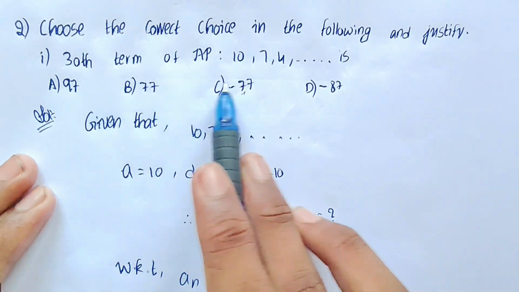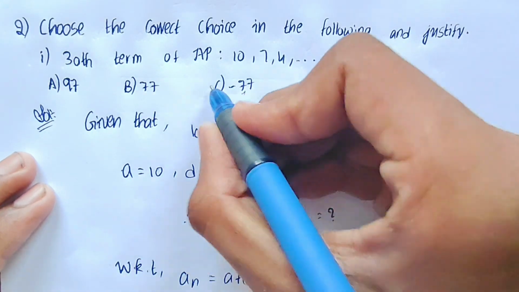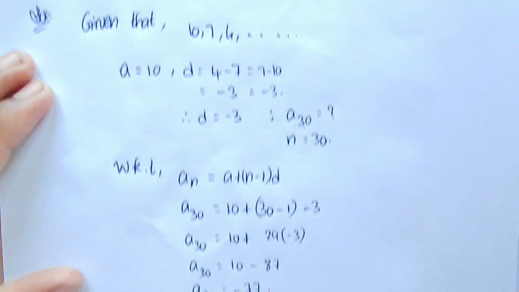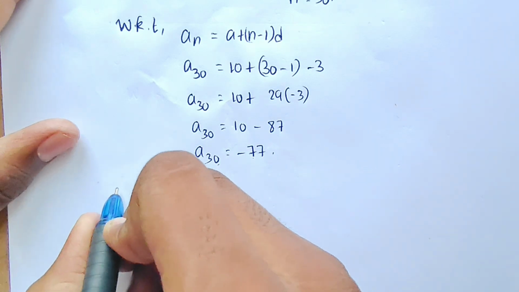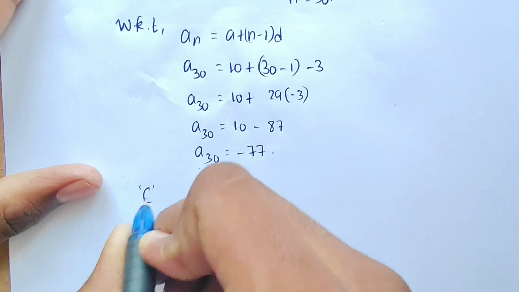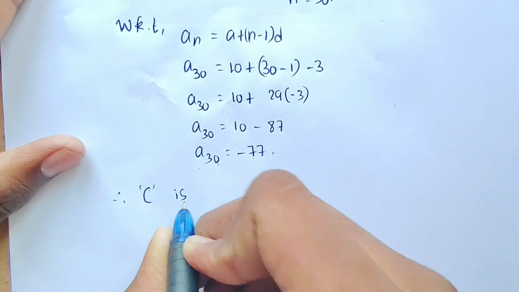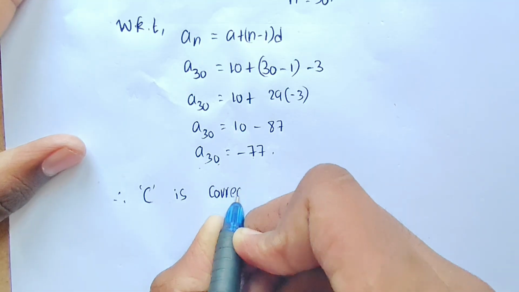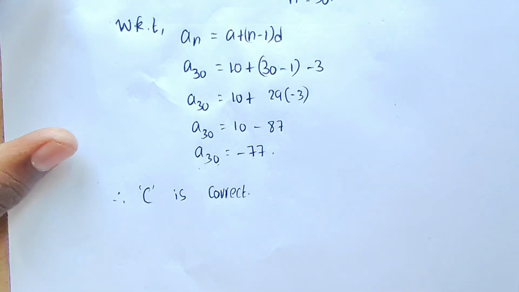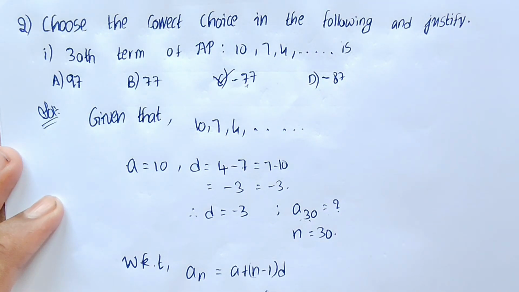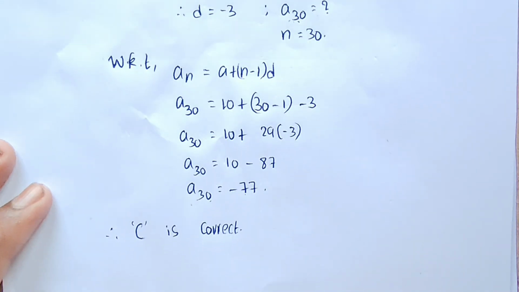In the given options, minus 77 is option C. Therefore C is correct. After that, in this second question there is a second sub question. Let us go for it.